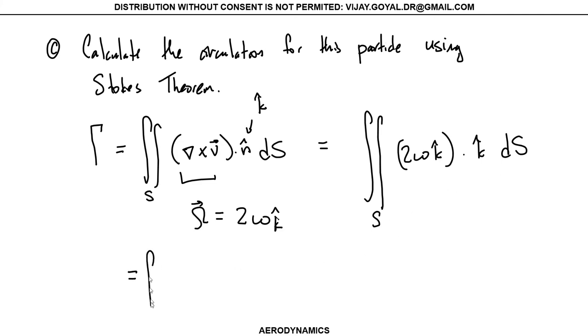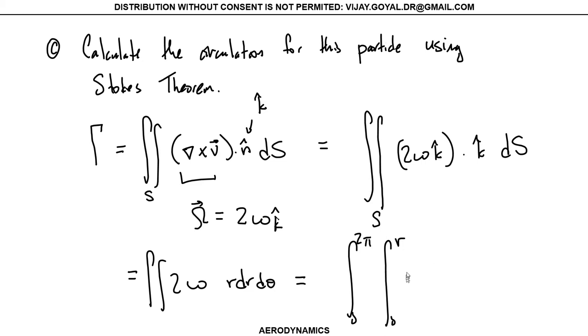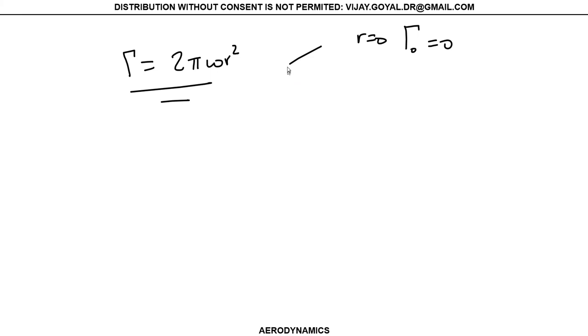And that would give me omega 2 pi, and then ds would be r d theta. Okay, if you do this integral, you can go from 0 to 2 pi, and you could go from 0 to r, 2 pi r dr d theta. And if you do the whole integration, that gives you gamma is equal to 2 pi omega r squared. That gives you exactly the same answer that we got previously. Okay? And so from here, again, we can find that at r equal to 0, this is 0. And when r is equal to r max, gamma max is equal to 2 pi omega r max squared.